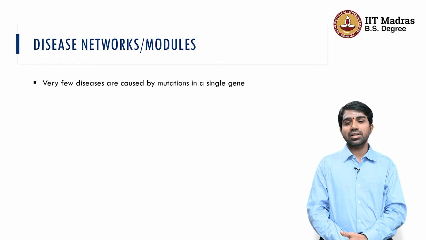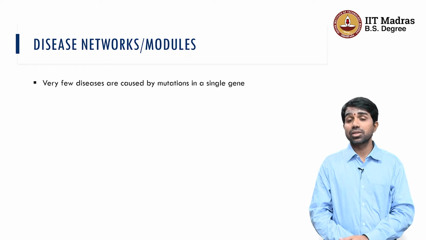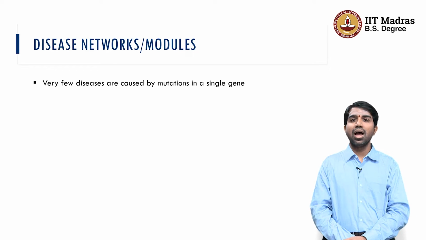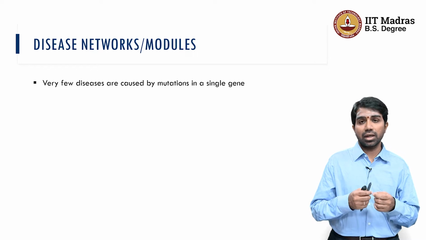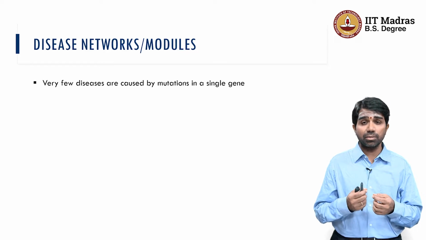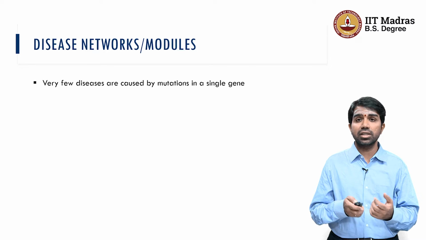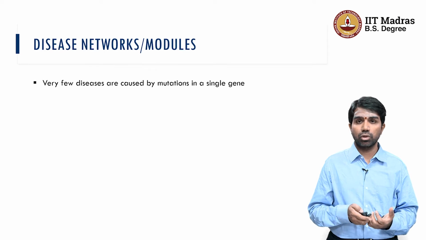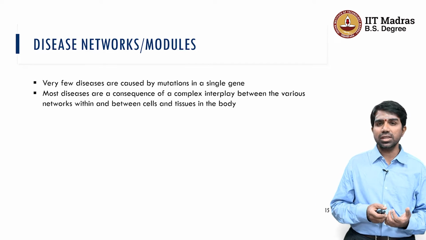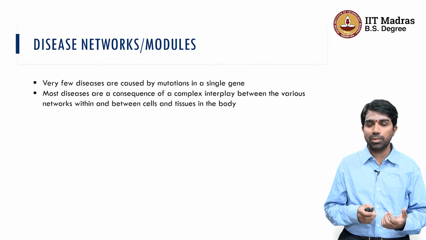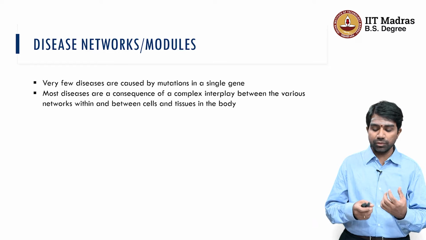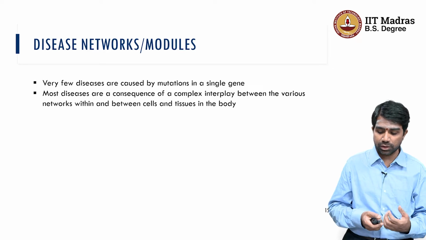There are very few diseases that are caused by mutations in a single gene. This was one of the big fallouts of the human genome sequencing project, wherein we found that there are some genes that are very directly associated with a disease, but many diseases involve the dysfunction of a large number of proteins or genes, or essentially a network dysfunction. And most diseases are essentially a consequence of a complex interplay between various networks within the body, in various cells and tissues and so on.